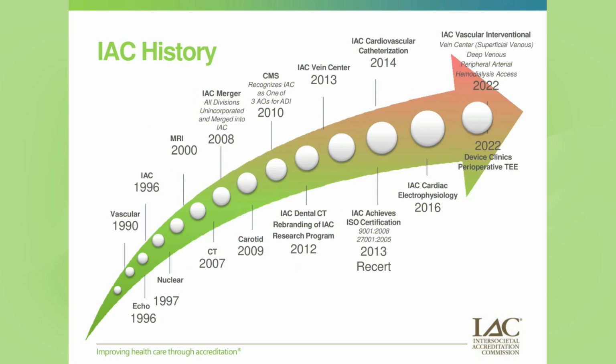The IAC began in 1990 with vascular testing. They are the founders of the IAC, per se. We moved on to create programs for MRI, CT, nuclear, echo, and dental CT. In 2013, we began the Vein Center program. Since then, we've also introduced cardiac cath, cardiac electrophysiology, and device clinics, and last year, we announced the launch of our IAC Vascular Interventional Division, which includes deep venous, peripheral arterial, and hemodialysis access.